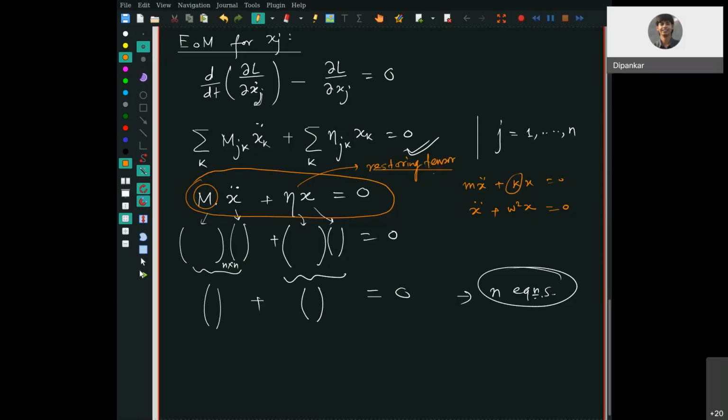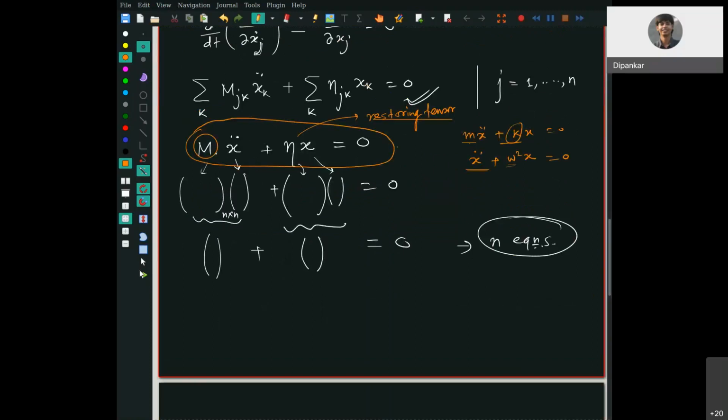Tensor. Okay. So now I see the similarity between my simple harmonic oscillation and this equation, this n number of equations. The only difference is that, unlike the simple harmonic one, this x is a column matrix and this m and k are matrices. So I cannot straightforwardly write my k by m as simply as omega square, but I somehow can feel that my solution can be oscillatory. My solutions will be oscillatory.